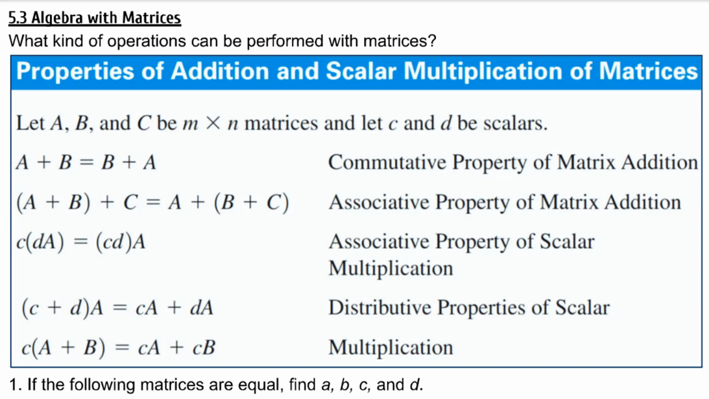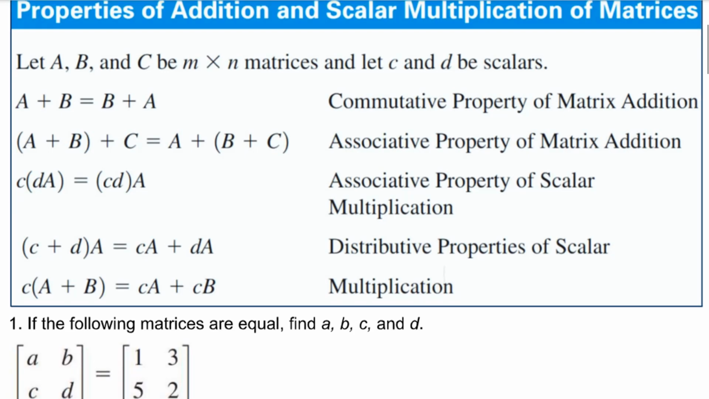5.3 Algebra with Matrices. What kind of operations can be performed with matrices? Properties of addition and scalar multiplication of matrices. Let A, B, and C be m by n matrices, and let C and D be scalars. The following properties of addition and scalar multiplication apply to matrices whose dimensions are all the same.